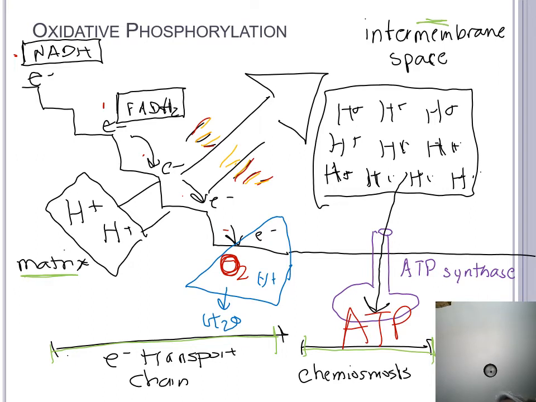It would be really important to know the locations of these molecules. Please again remember that the hydrogen ion concentration is low in the matrix and high in the intermembrane space. Another way of saying this is that it's going to be acidic out here in the intermembrane space because there are lots of hydrogen ions, and it's going to be more basic in the matrix because there's a lower hydrogen ion concentration.